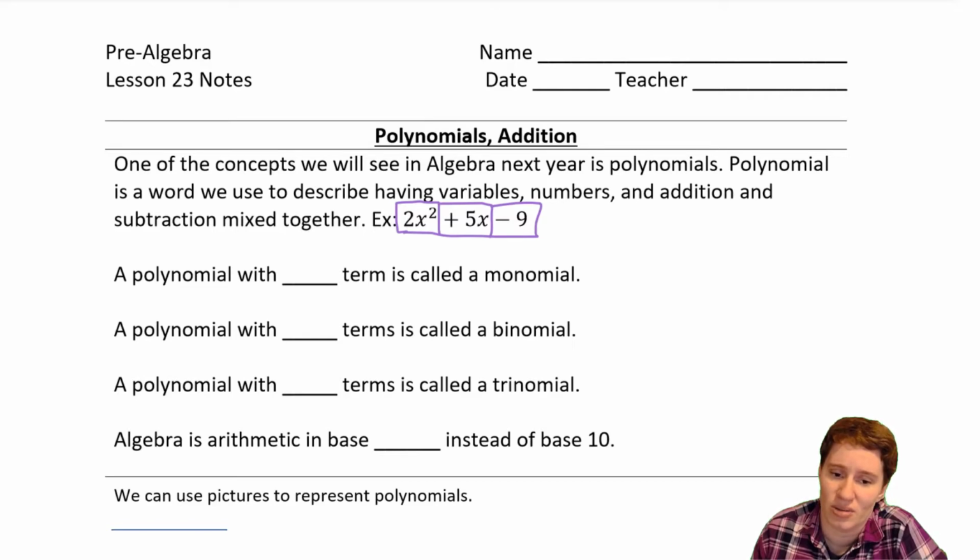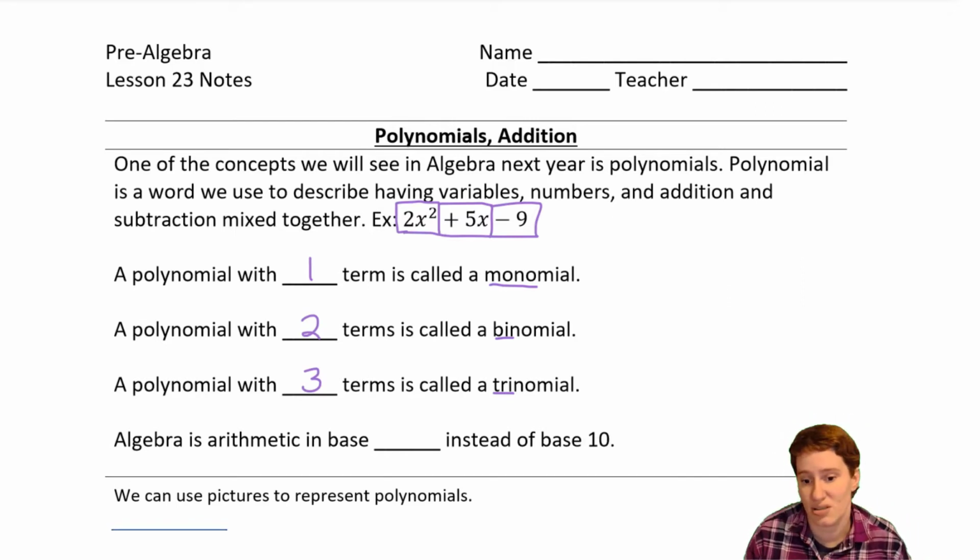So a polynomial with just one term is called a monomial. Mono is a prefix that means one. You can think of words like monotone or monorail or monopoly. All of those have to do with having one of something. And so a monomial is a polynomial that just has one term. A polynomial with two terms is called a binomial. You can think of words that start with bi, like bicycle, which means two. A polynomial with three terms is called a trinomial. Tri, of course, is a prefix that means three, so things like tricycle, triangle, things like that.